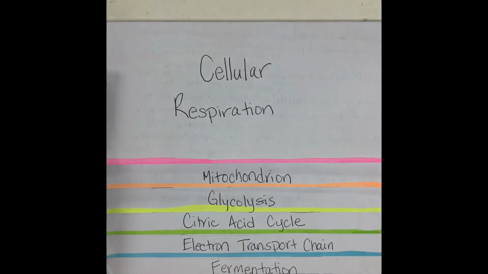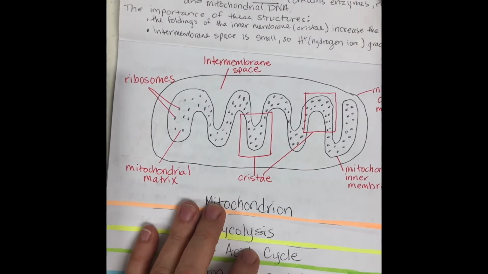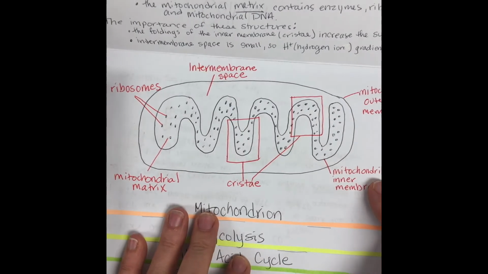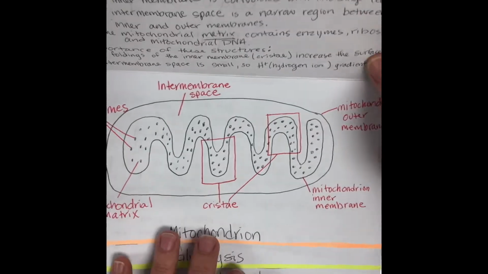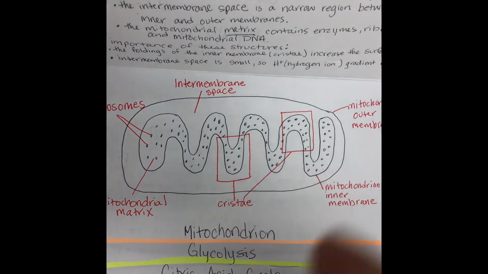All right, guys, ACA class. So this is our cellular respiration foldable. I just kind of want to review where we were. This is the drawing that we had of our mitochondria. We have the important structures labeled in red.